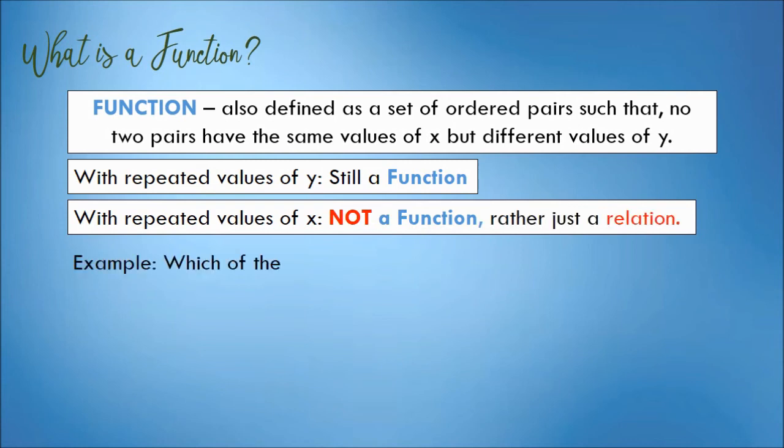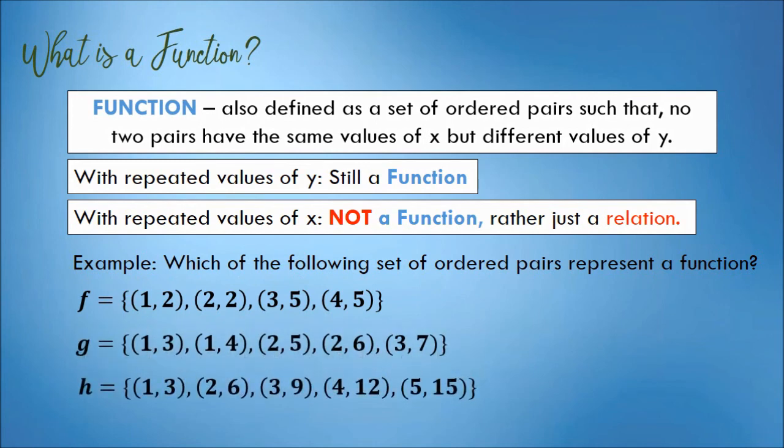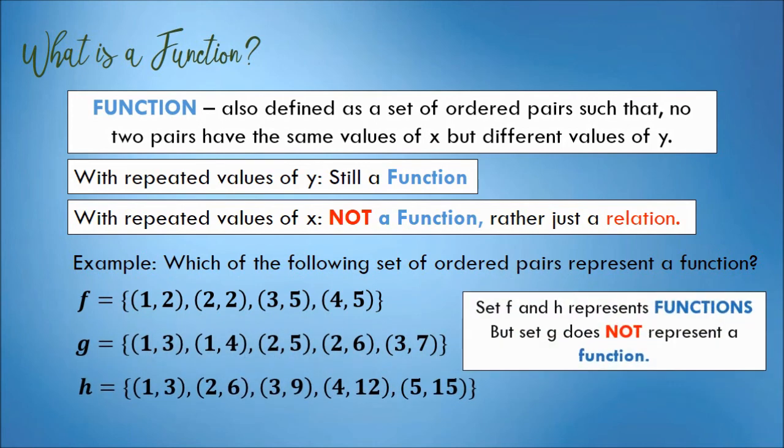For example, which of the following sets of ordered pairs represent a function? Set F and set H represent functions because there are no repeated values of x, while set G does not represent a function because there are repeated values of x. X equals 1 and x equals 2 are both repeated in set G.